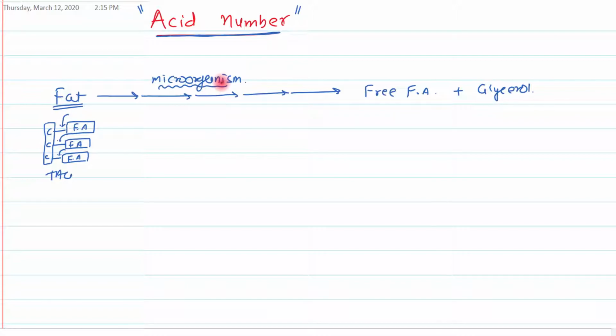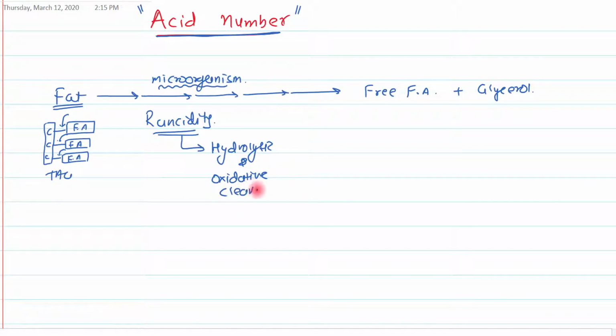Now the second, more important phenomenon also occurs simultaneously with this. That second phenomenon is rancidity. In the earlier video, I had discussed rancidity. In rancidity, there are two types of cleavage: hydrolytic cleavage and oxidative cleavage. These cleavages do two works. One work is the same as these microorganisms: this ester bond gets broken down. So again, because of this rancidity, there is liberation of more and more free fatty acids.